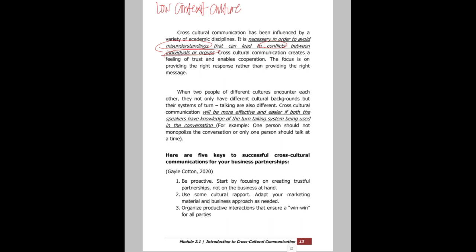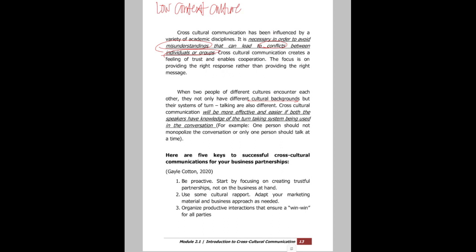So, it says here that when two people of different cultures encounter each other, they not only have different cultural backgrounds, but their systems of talking also are different. So, hindi lang kasi yung mismong cultural background nila yung nagkakaiba. Hindi lang yung religion, hindi lang yung, let's say, history, political stand, sexuality, gender. Hindi lang yung kasi yung pagkakaiba nila, but also the way they talk. Okay? The way they talk, the way sila magsalita, the way they deliver messages.